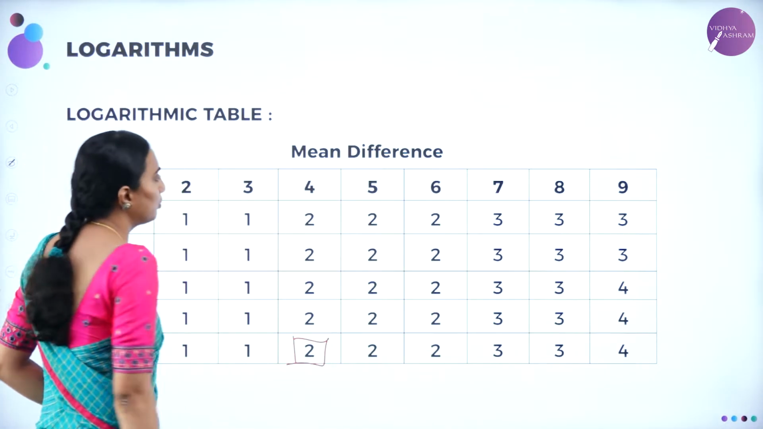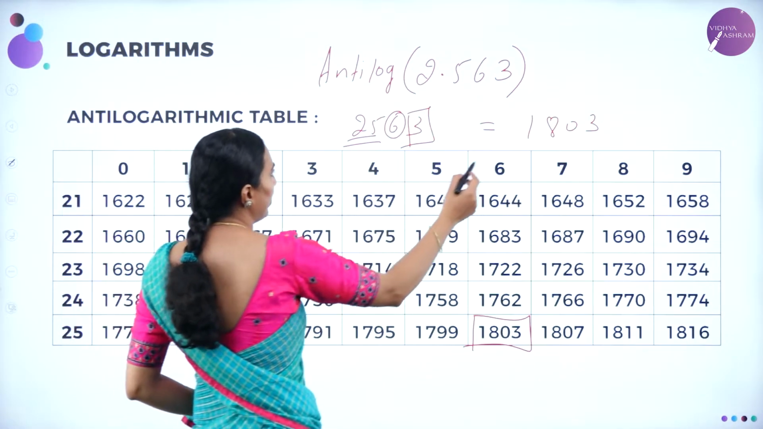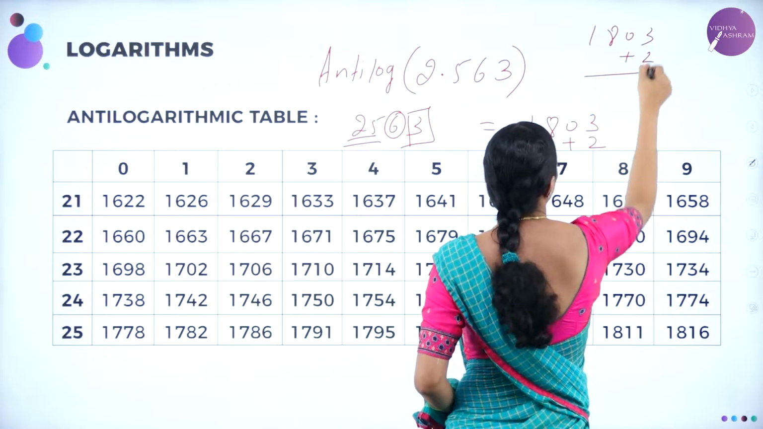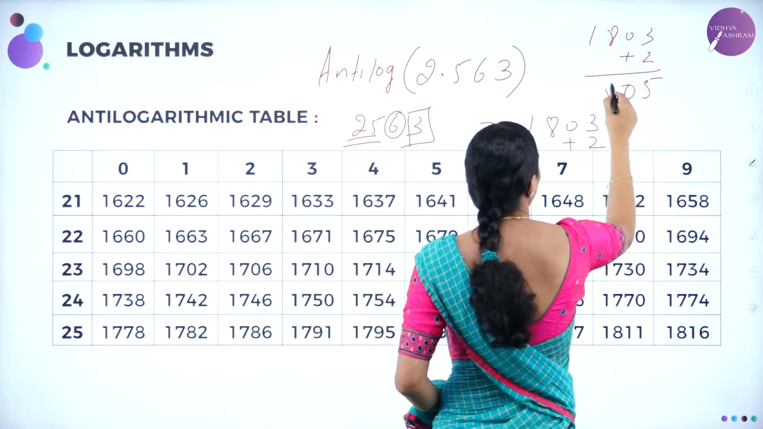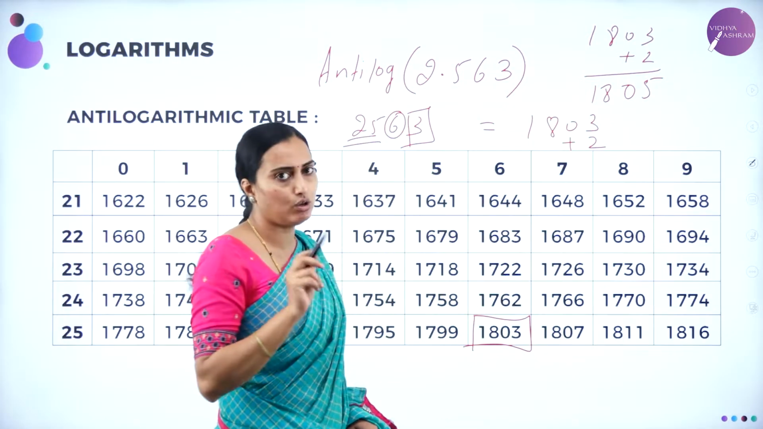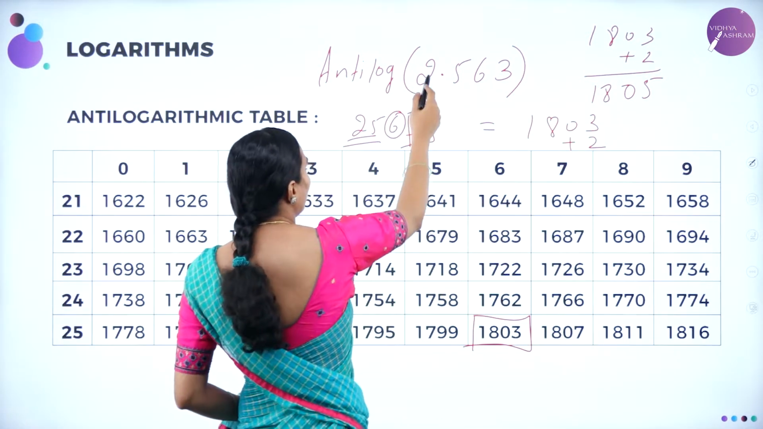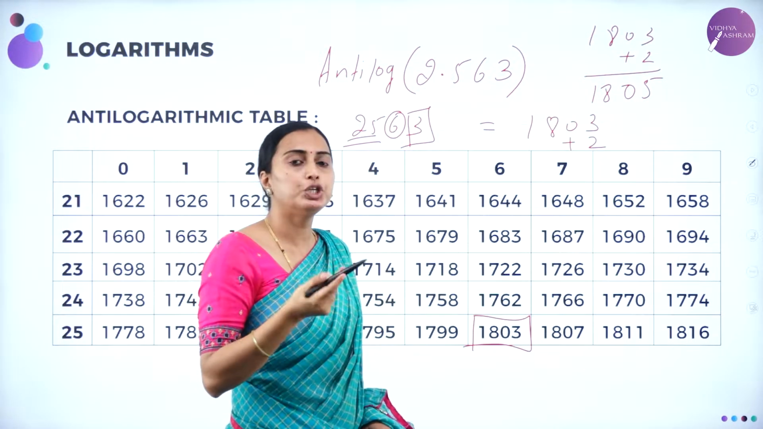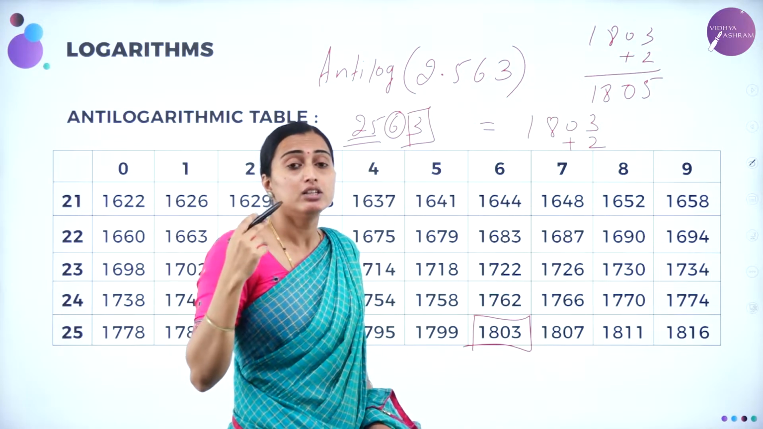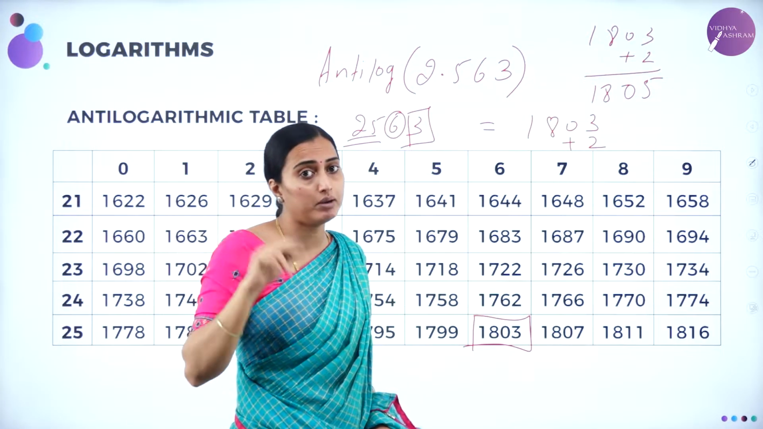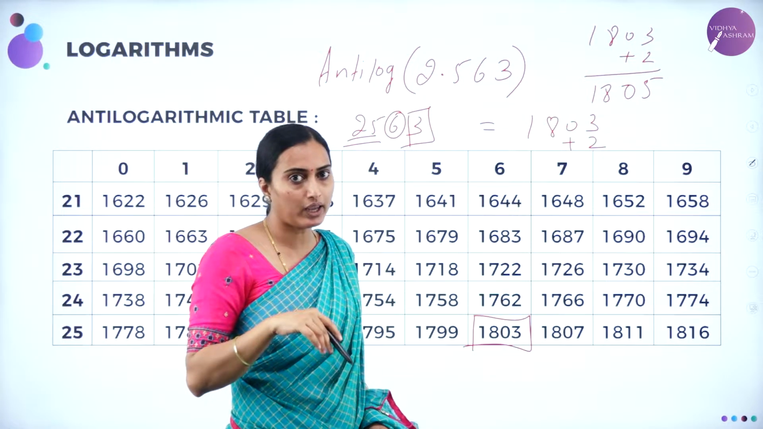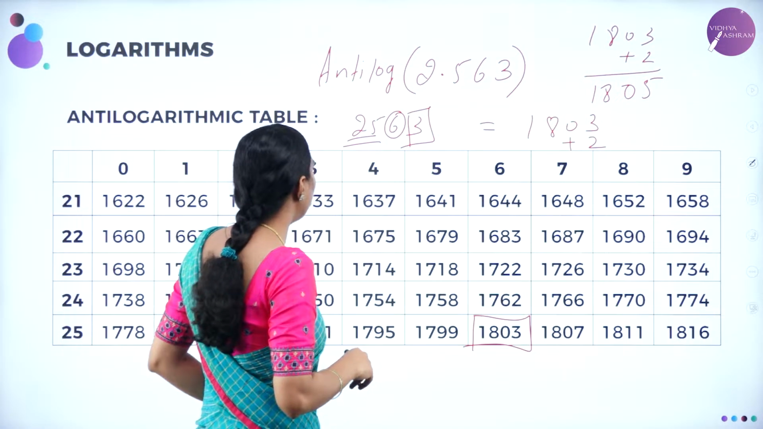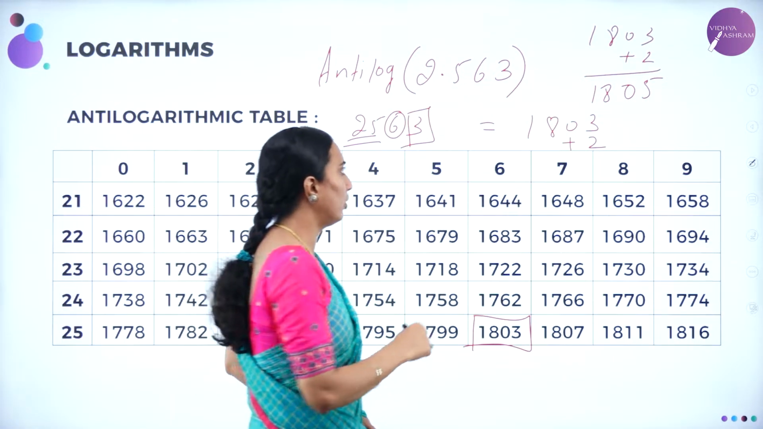So this one is plus 2. So plus 2 means you are going to add 2. So 1803 plus 2 will be equal to 1805. So 1805 already, you are going to have 2. You are going to find out that 2 minus 1 is minus 1, 0 minus 1 is minus 1. Like that you are going to find out. So the value will be equal to 1.1805.